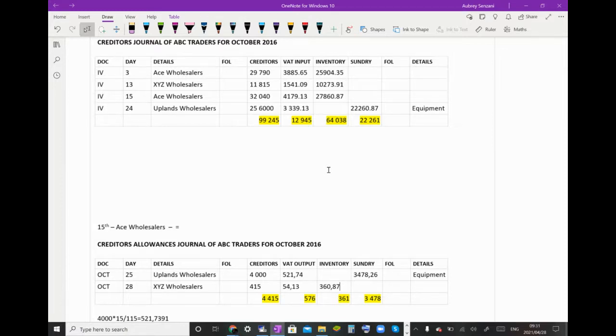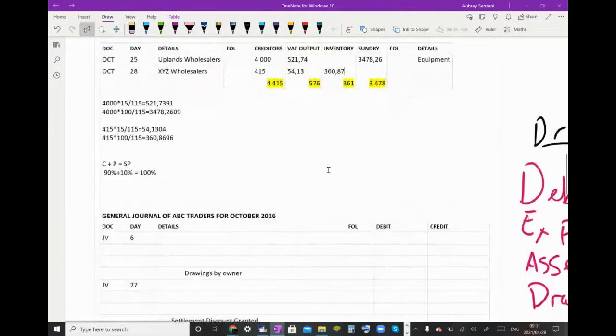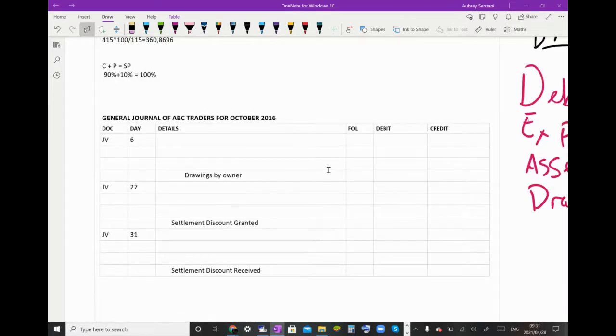Okay, so we've dealt with the Debtors Journal, the Debtors Allowance Journal, the Creditors Journal, and the Creditors Allowance Journal. Now we deal with the General Journal. And this tends to give my students a lot of headaches. The problem is not that it's tough, it just requires practice. So please, guys, put in the time to go over this.